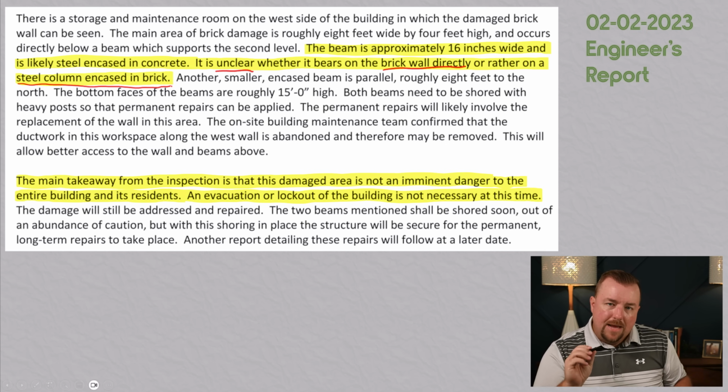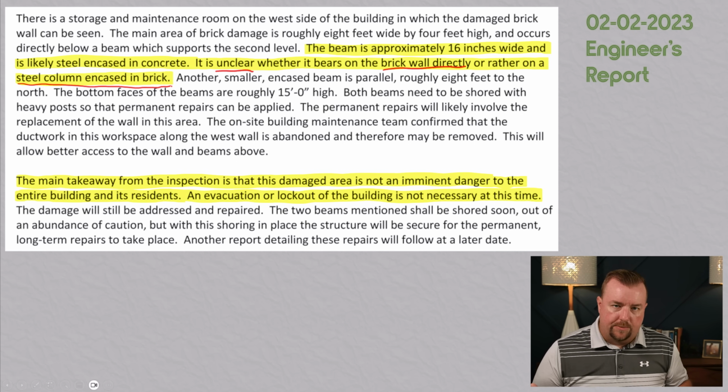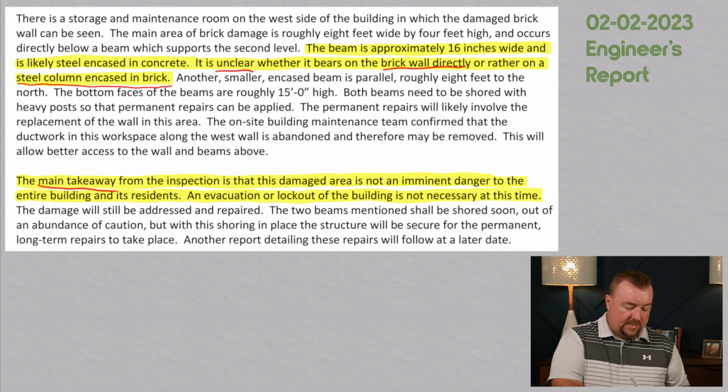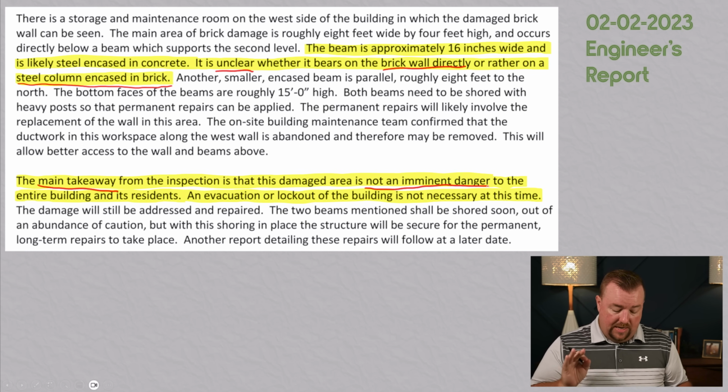All right. The main key here, though, isn't that he's unclear. That's okay. As an engineer, you can be unclear about things. When you're unclear about things, though, you cannot arrive at a scientific certainty about anything. However, in the very next paragraph, he says, the main takeaway from the inspection is that this damaged area is not an imminent danger to the entire building and its residents. An evacuation, and he goes on to get specific, an evacuation or lockout of the building is not necessary at this time.